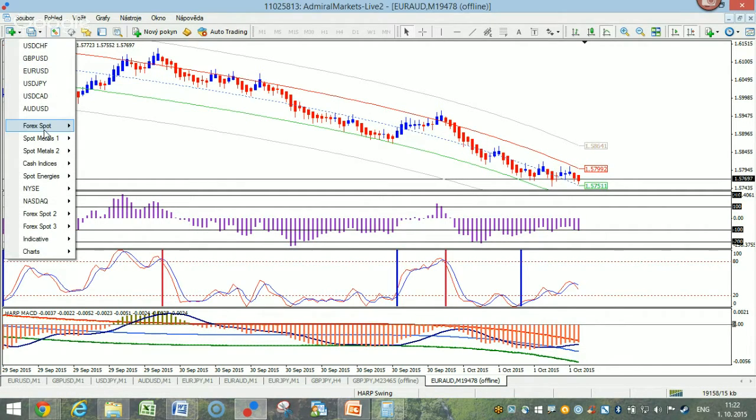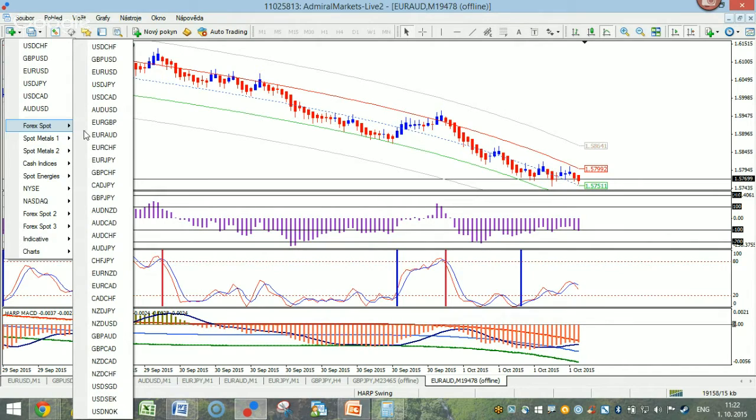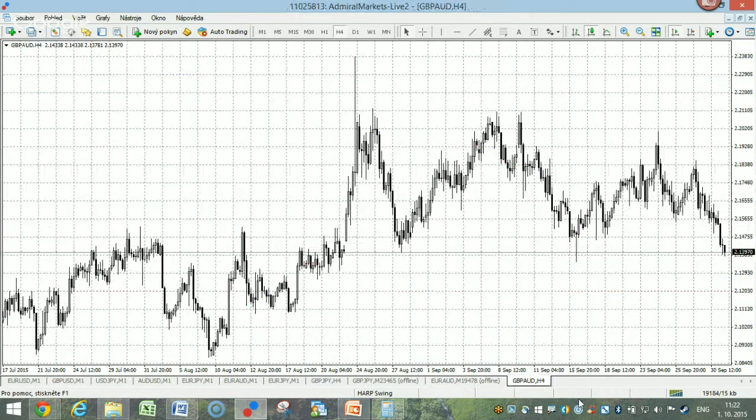How about the pound New Zealand? Let's switch it a bit, because we're looking at the euro odd. So let's take a look at the pound New Zealand, which oddly enough, strange, I cannot see it. Okay, let's take a look at the pound odd. I don't want to waste too much time on finding it.